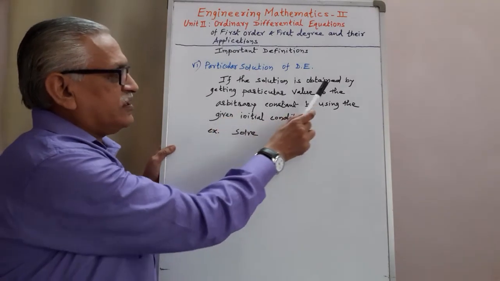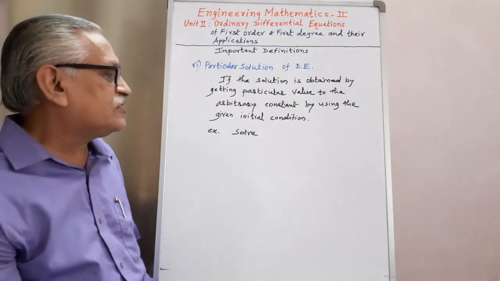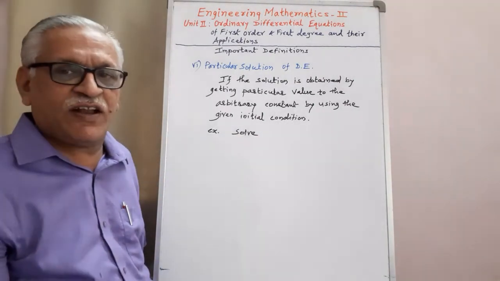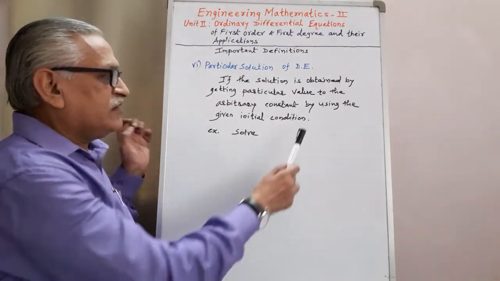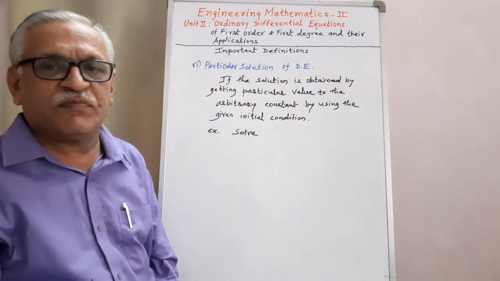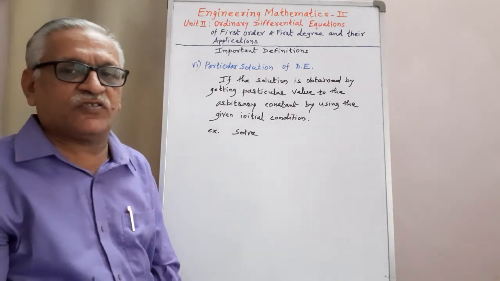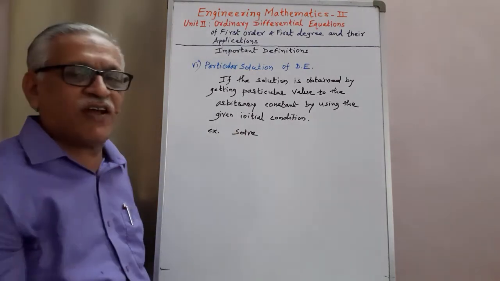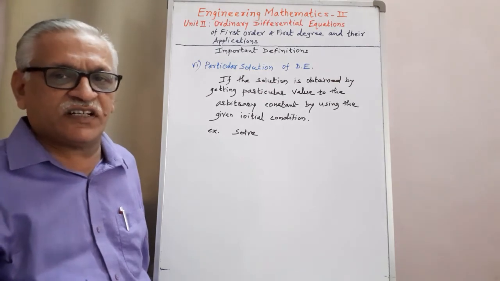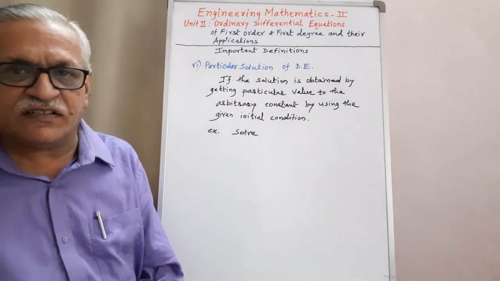If the solution is obtained by finding the particular value of the arbitrary constant by using the given initial condition, then it is called a particular solution. The name itself gives you the idea of what is meant by particular solution. If we are finding some particular value of that arbitrary constant with the help of the given initial condition, then it is called a particular solution of that differential equation.